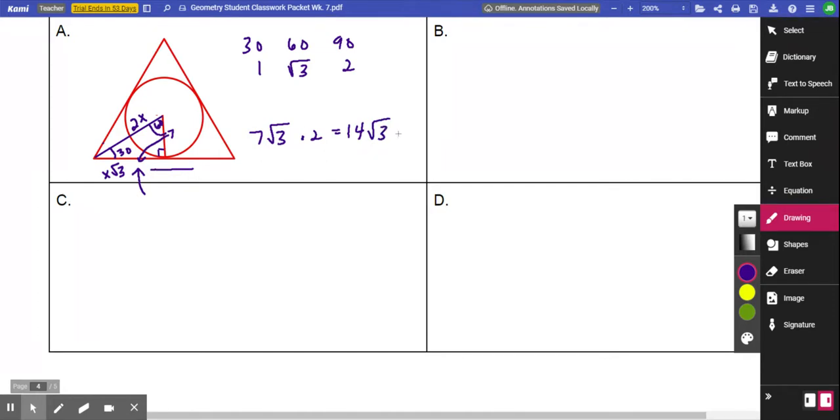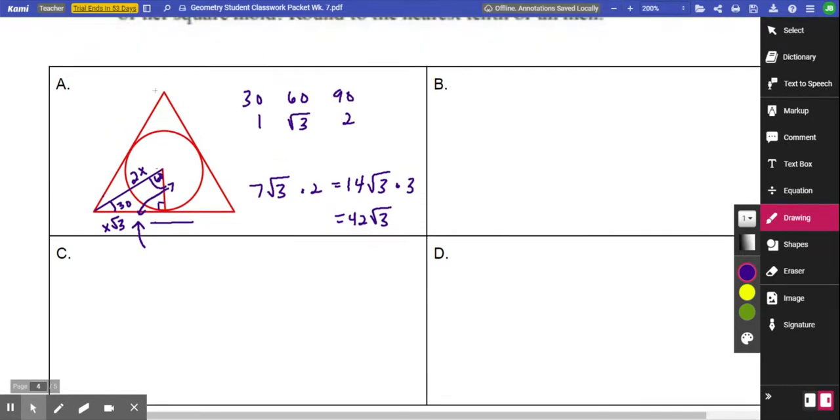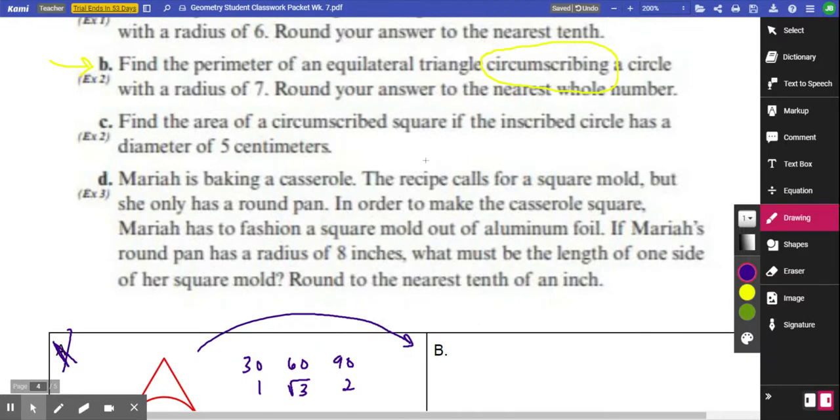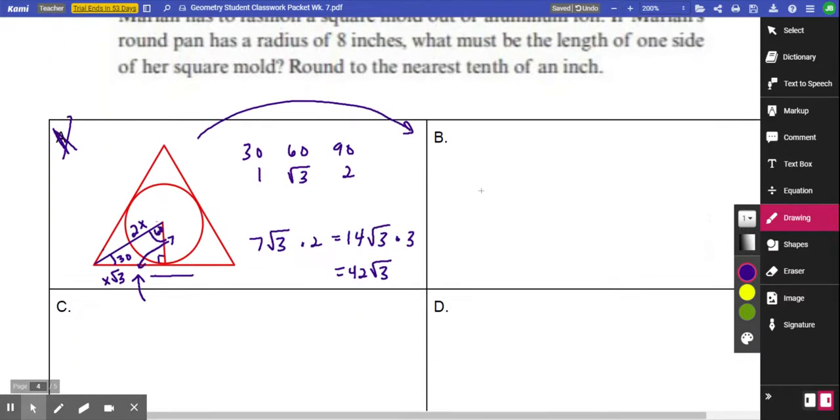And then to get the perimeter, let's multiply that by 3. So 14 times 3 is 42. So we have 42 times the square root of 3 for our perimeter. And sorry, I wrote this in A, but this is actually problem B, right? And we're told to round the answer to the nearest whole number.